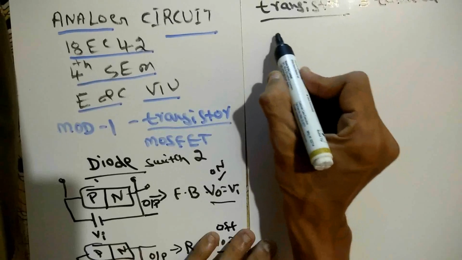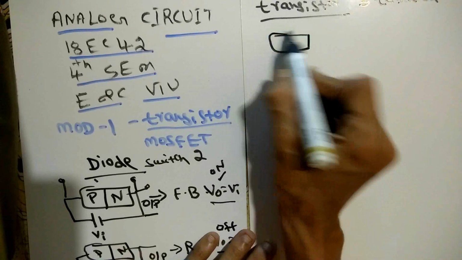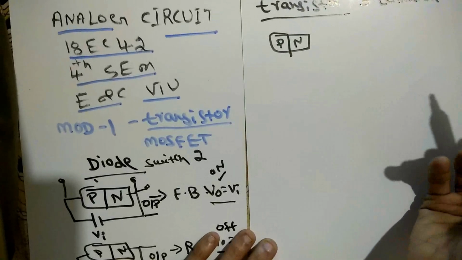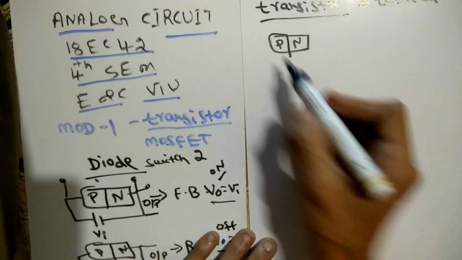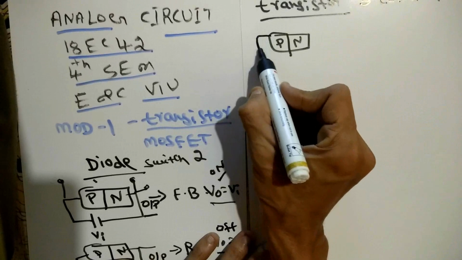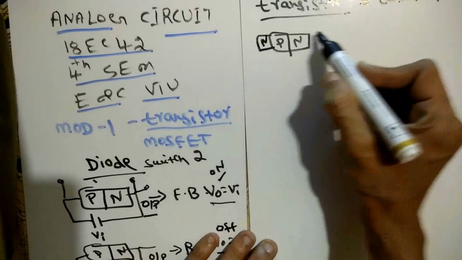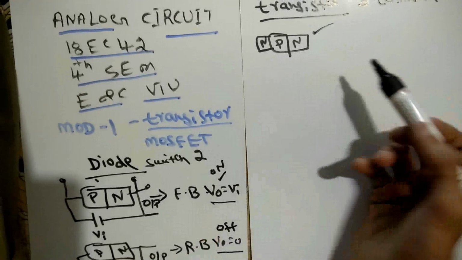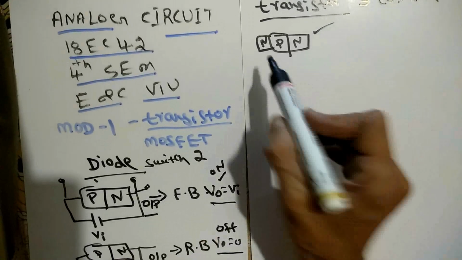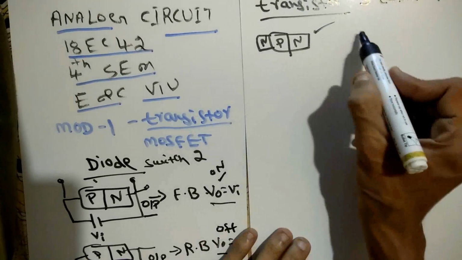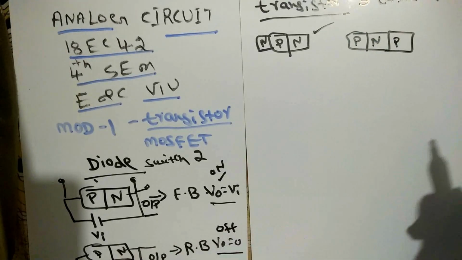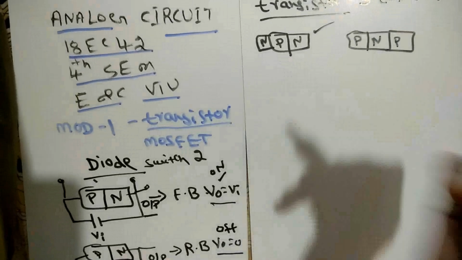Assume that we have PN, this is your diode. If I take one more PN portion to this, then this becomes a transistor. A transistor is nothing but a 3-terminal device. It contains either NPN or PNP. So in this case, it is nothing but a combination of 2 diodes.